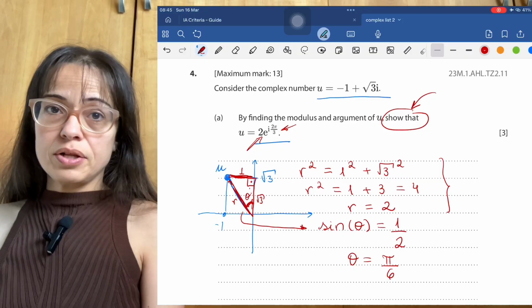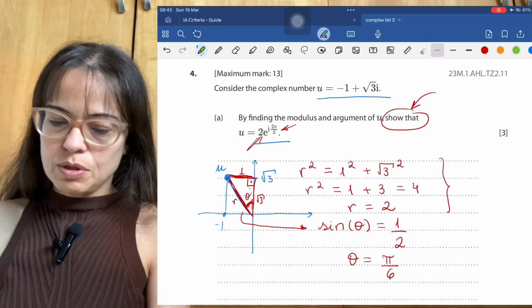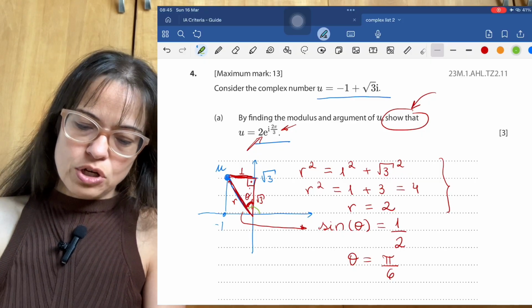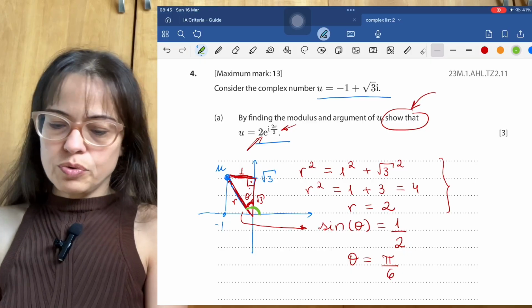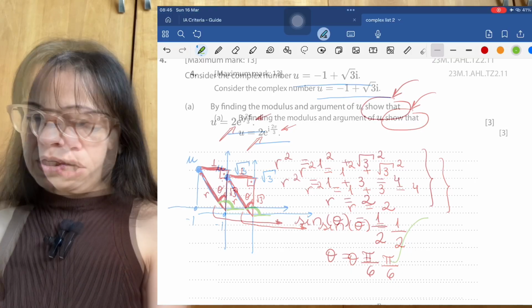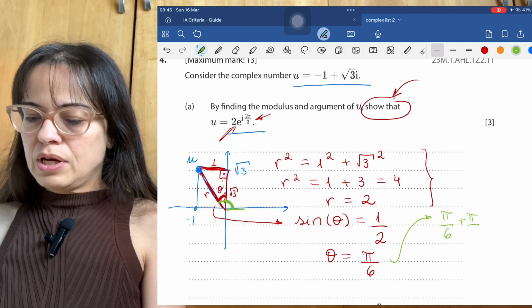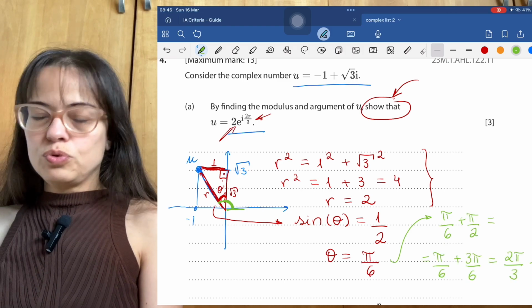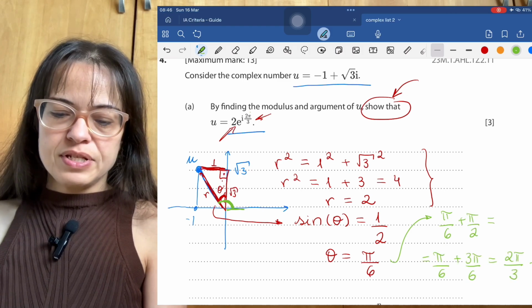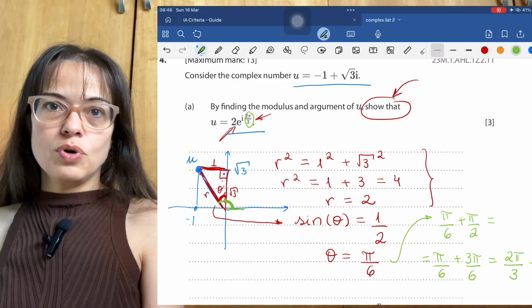But theta is not the argument of the complex number, because the argument needs to be measured starting from the horizontal right side. So it's going to be pi/6 plus pi/2, and that is equal to 2 pi/3, which again was the angle that the question wanted.